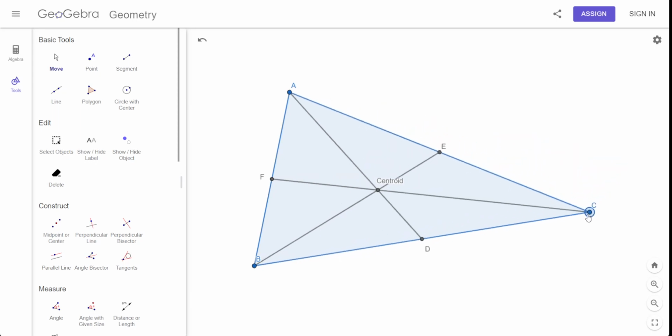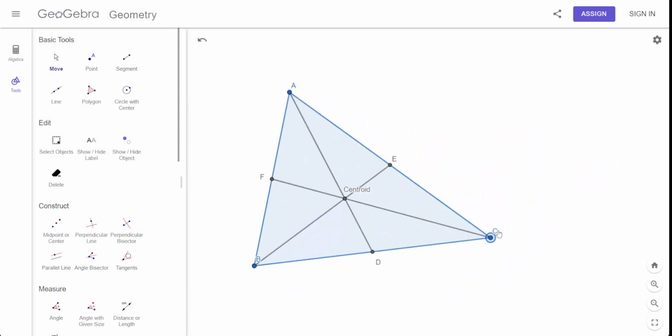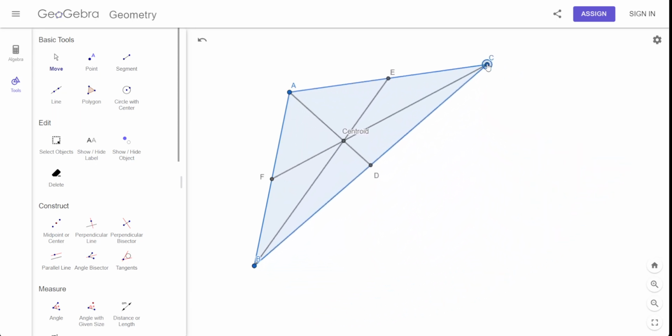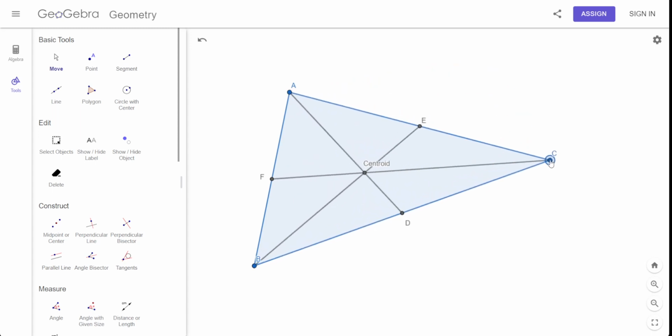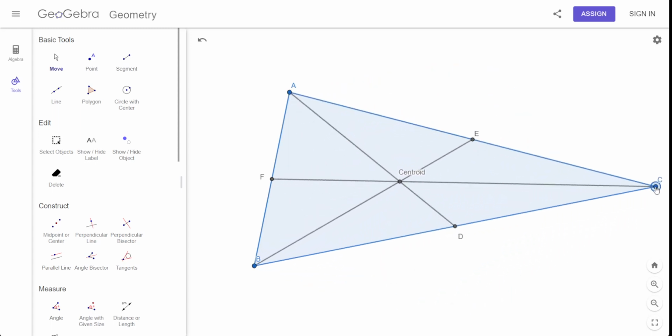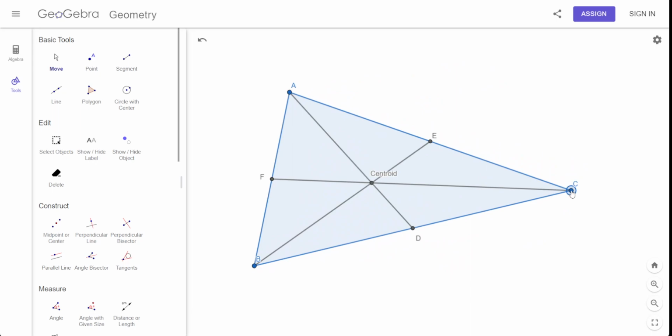And watch, if I move this around, see how the centroid always stays inside of the triangle? Doesn't matter if it's obtuse, doesn't matter if it's right, doesn't matter if it's acute. Centroid always stays inside. The same was true with what? The incenter, right? The incenter, that was true as well.